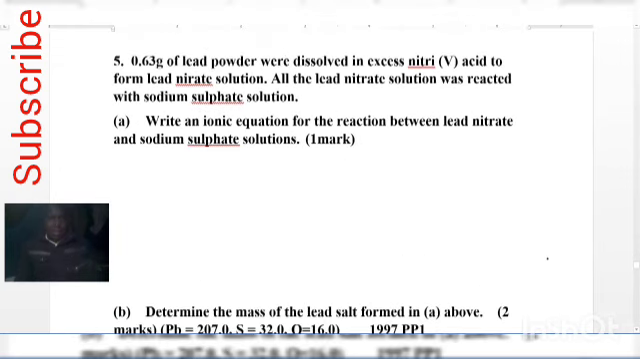0.63 grams of lead powder were dissolved in excess nitric acid to form lead nitrate solution. The lead nitrate solution was reacted with sodium sulfate solution. Write an ionic equation for the reaction between lead nitrate and the sodium sulfate solution.